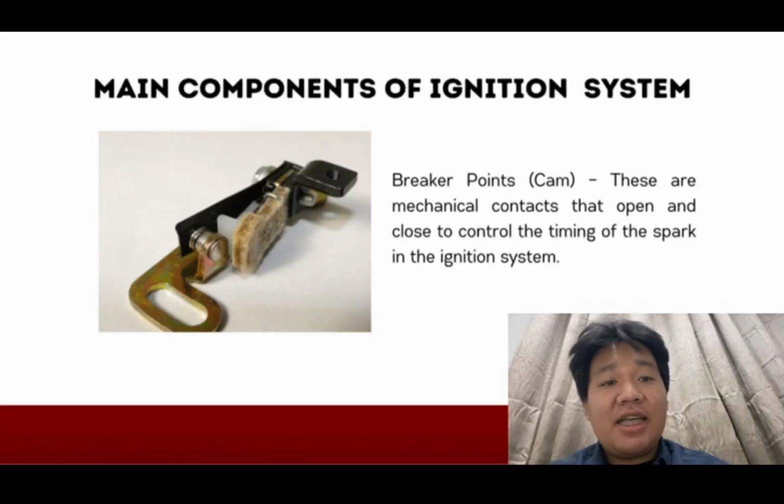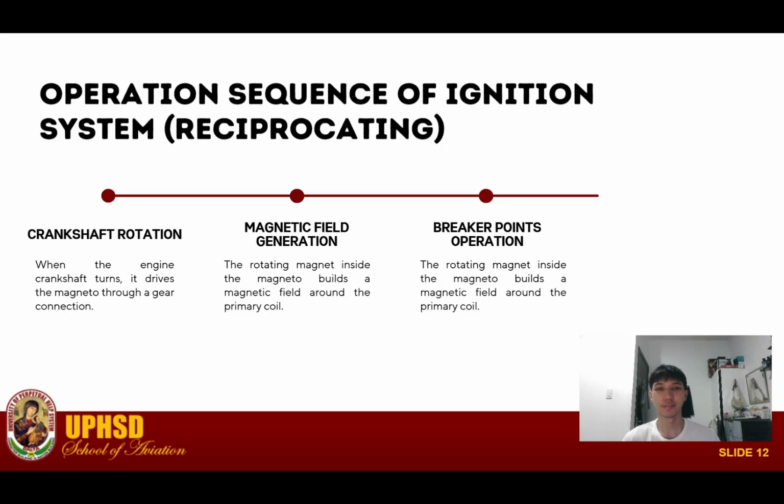And for the next slide, we have Mr. Hermogenes. Good day everyone. Today, I will be explaining the operation sequence of a reciprocating aircraft ignition system, also known as the magneto-ignition system. This system is responsible for producing the spark needed to ignite the fuel-air mixture inside the cylinders.